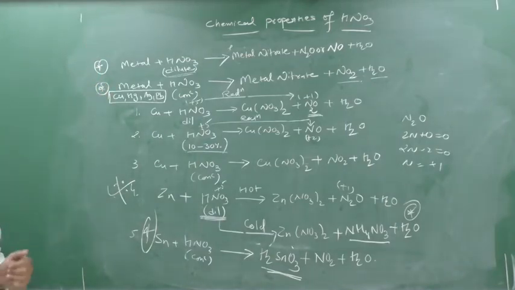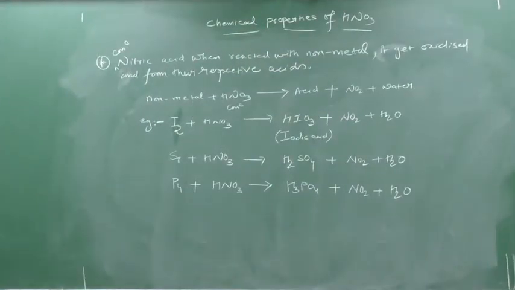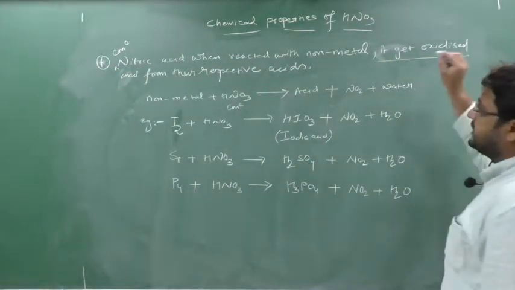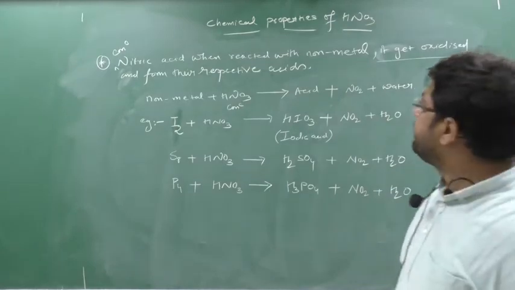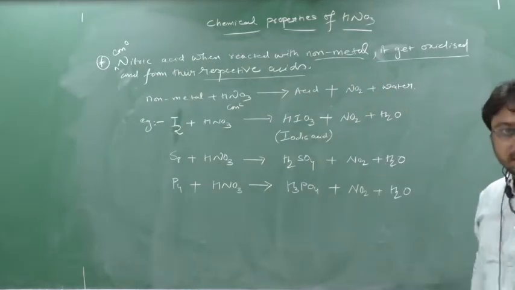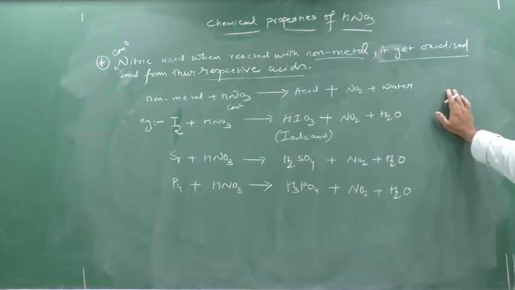Now we are going to see the property of non-metal plus nitric acid. Write down, take a screenshot, then we'll move to the next topic. So now see here, the next property is that concentrated nitric acid when reacted with non-metal, it gets oxidized. Who gets oxidized? The non-metal gets oxidized and forms its respective acid. Whose respective acid? This non-metal's respective acid. Clear? So whenever concentrated nitric acid reacts with a non-metal, nitric acid is reduced to form NO2, okay, and they form the respective oxide of the non-metal.